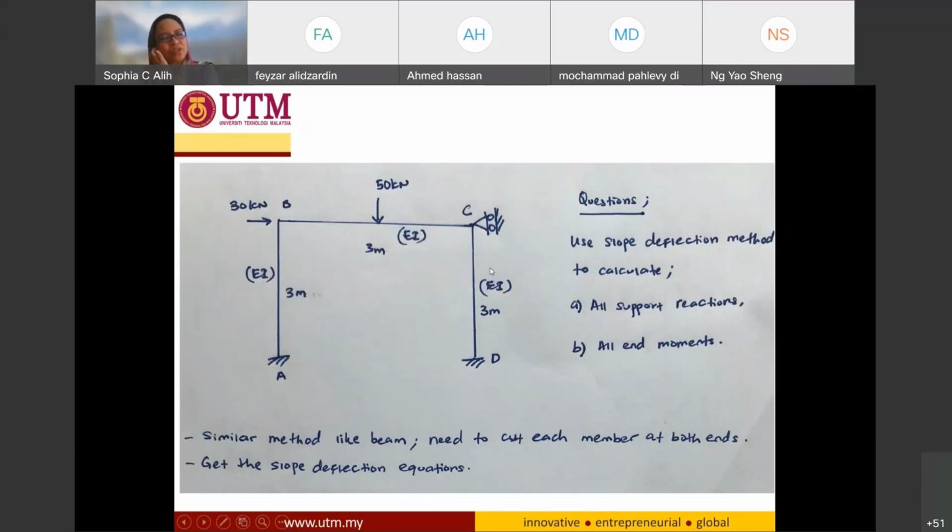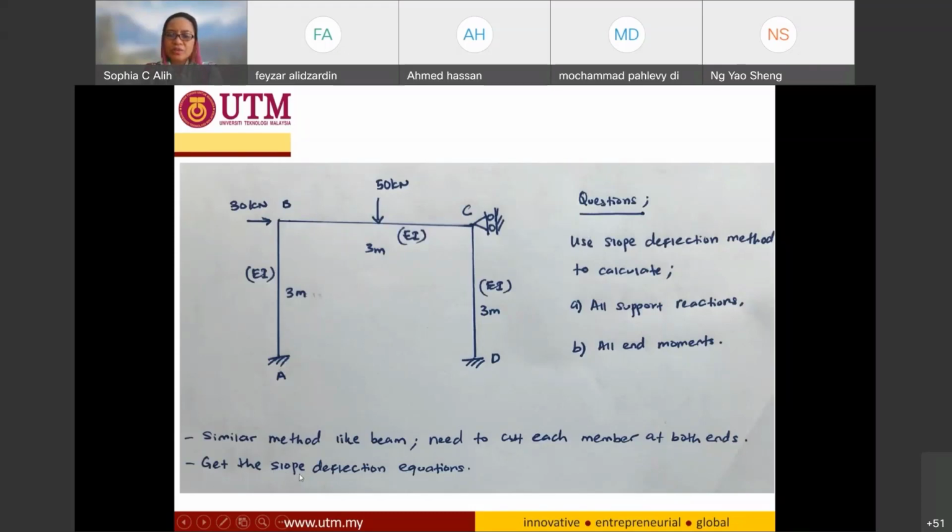As mentioned in my previous lecture, you have to be very careful if your members are not of similar material properties, because you have to include it in your equation, otherwise your calculation is all going to be incorrect, and you cannot get the correct answer at the end of your calculation. Now for this example, we are going to use slope deflection method to calculate all support reactions and all the end moments, and in the end we are going to draw the shear force and bending moment for this frame.